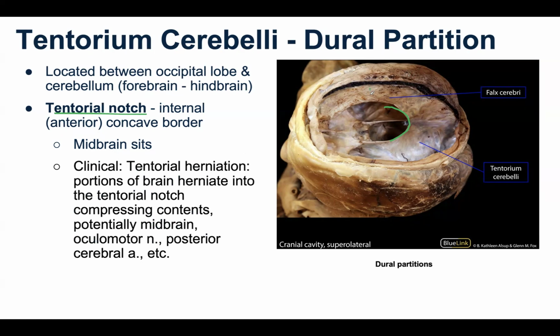So the falx cerebri and the tentorium cerebelli, kind of this tent right here, and you'd have a portion of the tentorium cerebelli over here on this side. You can see a bit of it right there. Those are going to be the two dural partitions that we're going to have you identify.